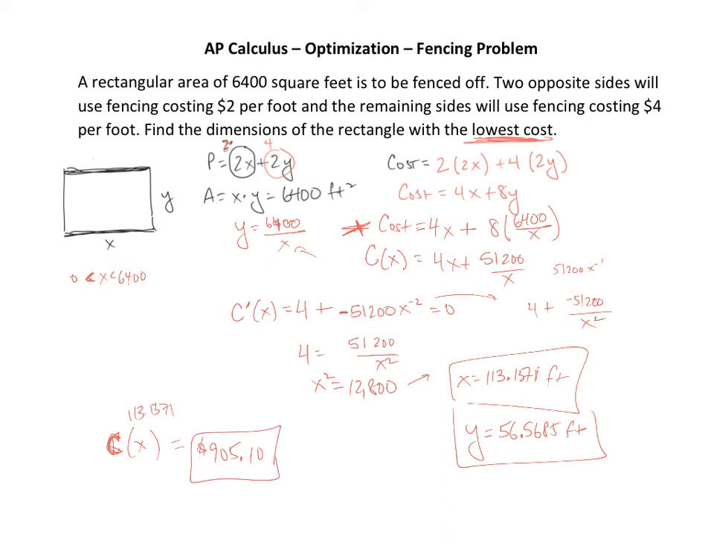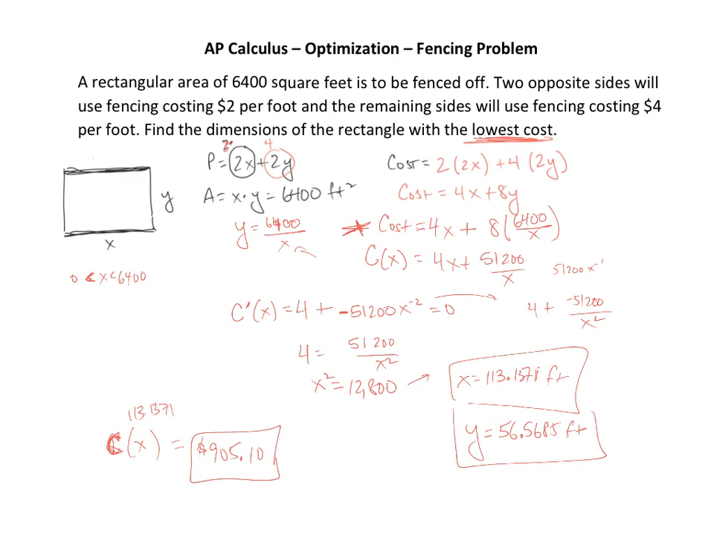Now, some of you may be asking, okay, why couldn't we just, in the beginning, have taken our cost equation, graphed it, and found a minimum value? You absolutely can do that. That's not an issue here. What we're trying to do, though, is develop that problem using calculus with derivatives. So that's why we took the derivative. That's why we did it in this method.